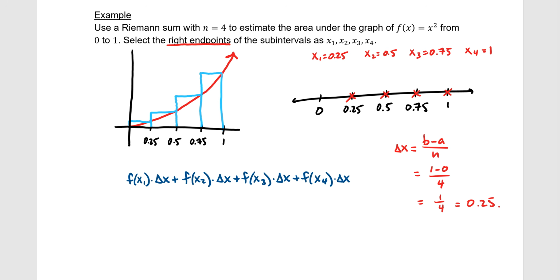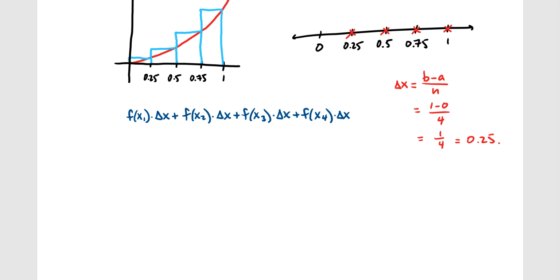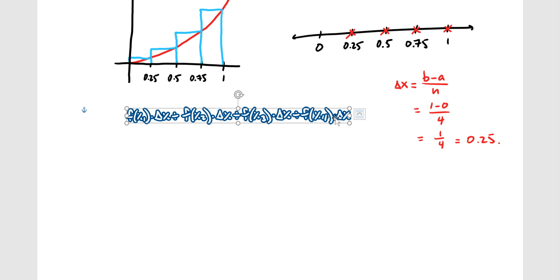So we could have done the left endpoints. If we did the left endpoints, we would have been using 0, 0.25, 0.5, and 0.75. So let's go ahead and do our Riemann sum approximation now. Let me just move all of this down.